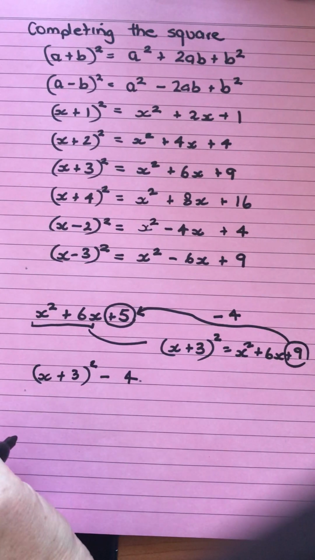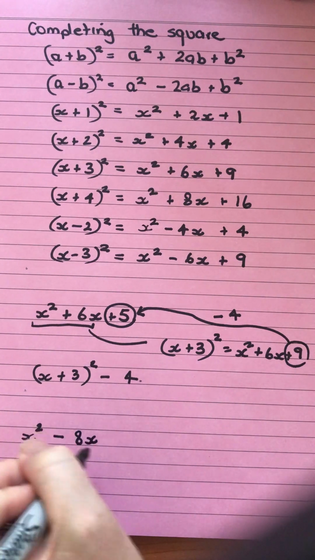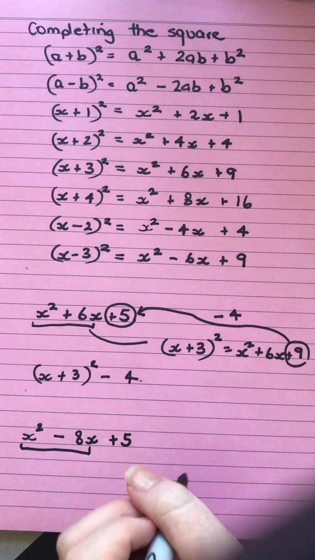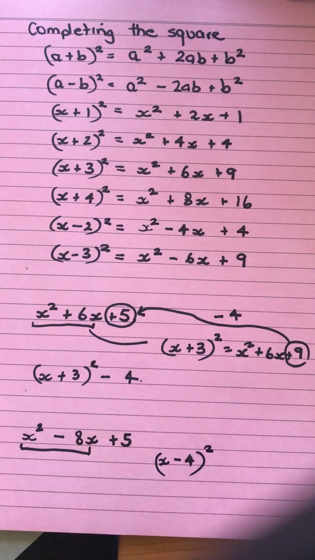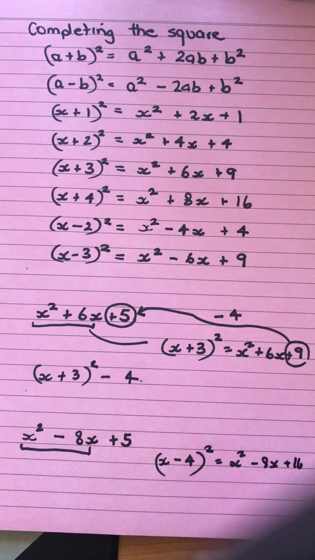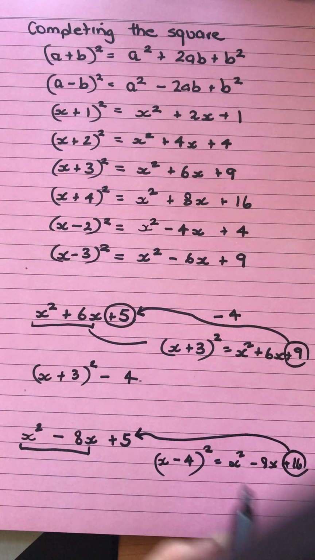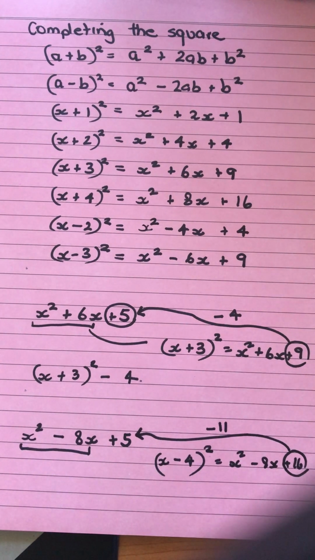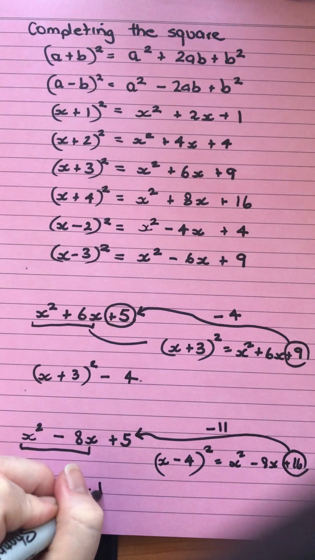So another example of that might be if you have x² − 8x + 5. So I look at those first 2 terms. They tell me that I would have (x − 4)², which would expand as x² − 8x + 16. Now to get from my plus 16 to my plus 5, I would have to take away 11. So then when I write that, I will have (x − 4)² − 11.